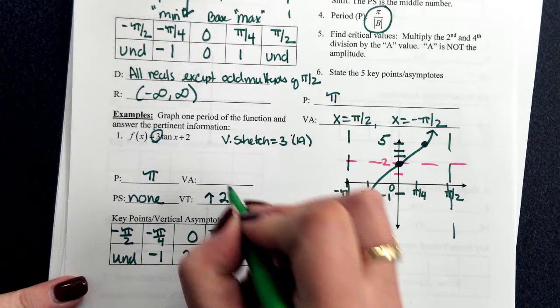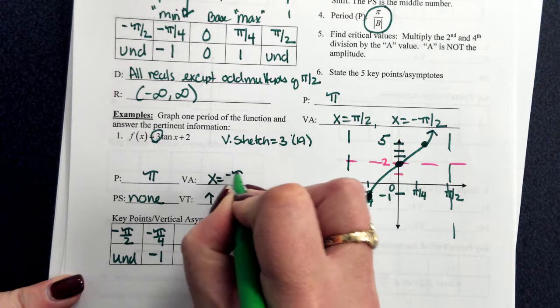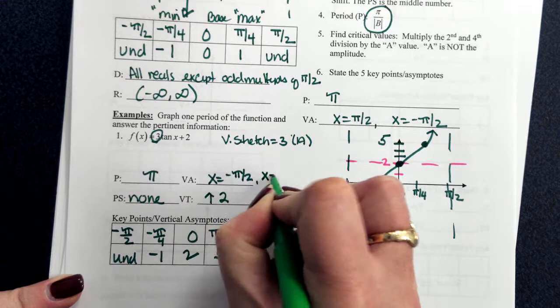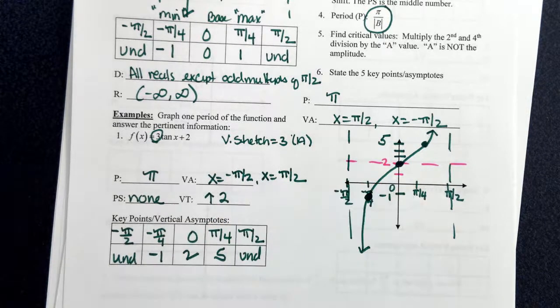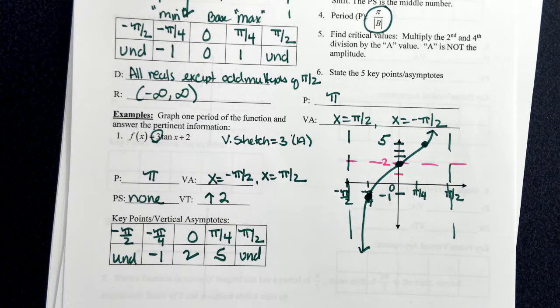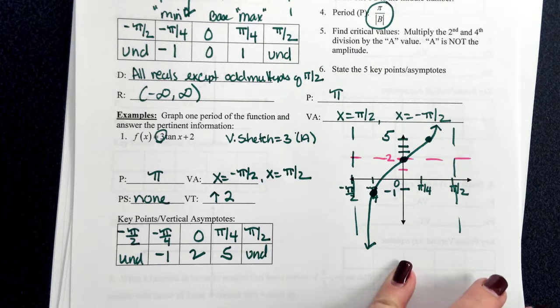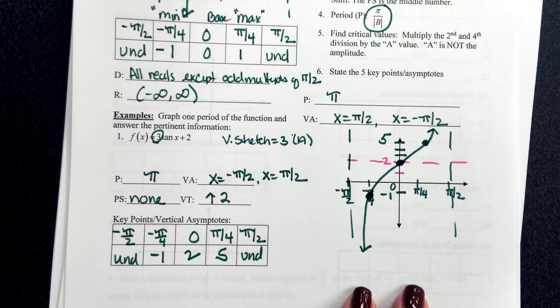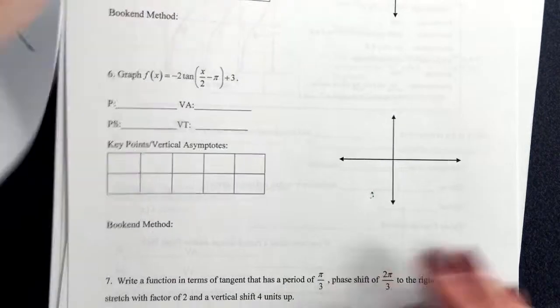So my vertical asymptotes are at x equals -pi/2 and x equals pi/2. Remember, you always give me equations of vertical lines when I ask you for asymptotes. Okay. So any questions on that particular example? Okay. Let's take a look at another one.